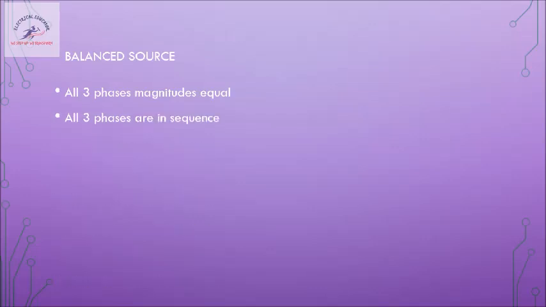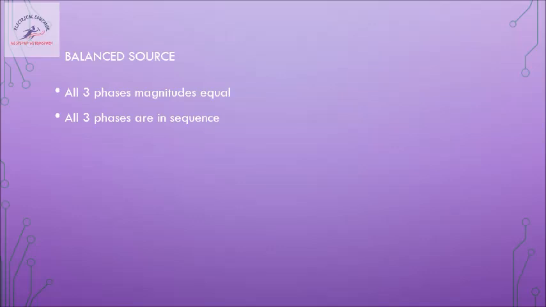So what is a balanced source? Let us have a look at it first so that we can understand what is the meaning of unbalanced. So in the modern world we use a three-phase AC power system to power up all the industries. In a three-phase system, all the three-phase magnitudes must be equal. All the three phases should be in a sequence, that is R, Y, B or A, B, C.